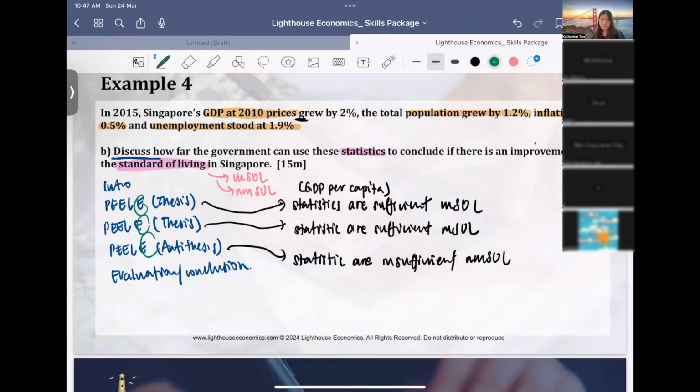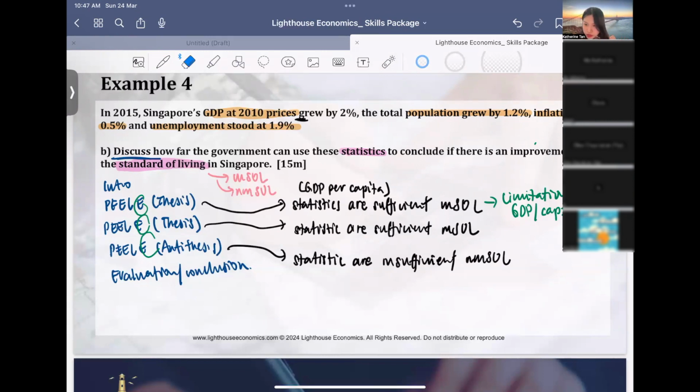So you can say GDP per capita is sufficient in telling me about material standard of living. Then you tell me, but what are the limitations of GDP per capita? So your thesis will be that GDP per capita is sufficient in telling me about material standard of living, because GDP per capita is a good indicator of the income of the people in the country.